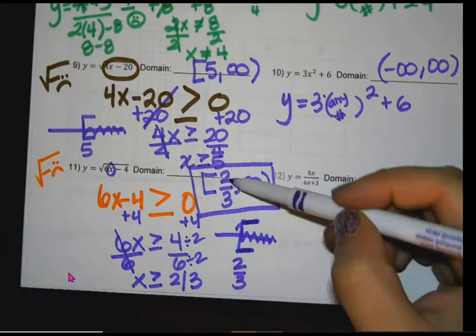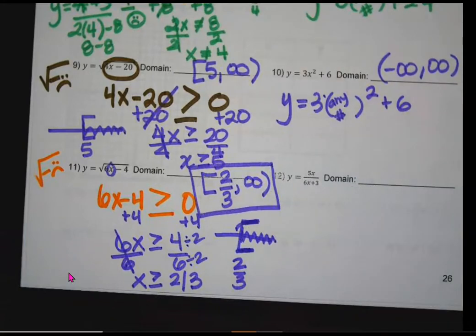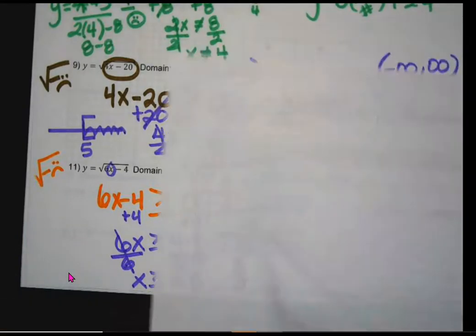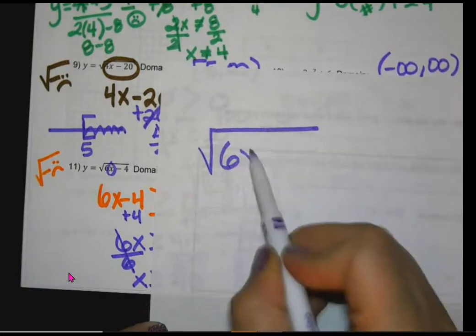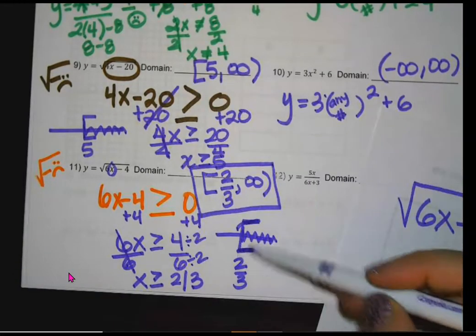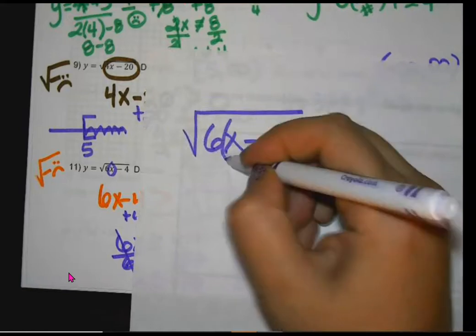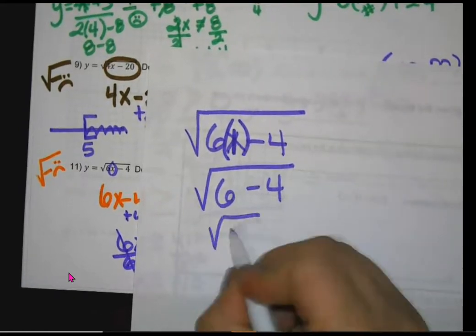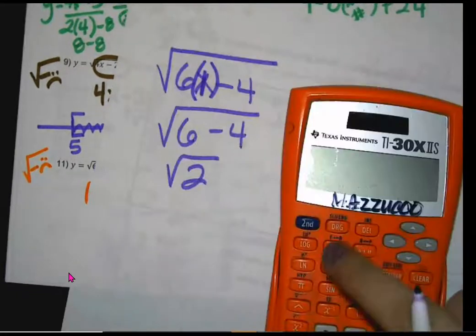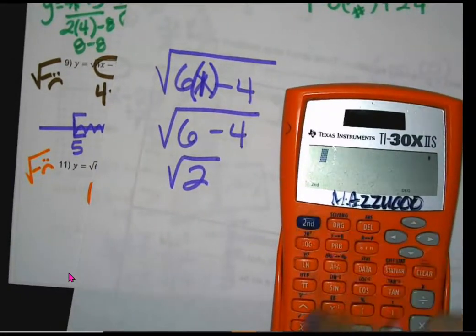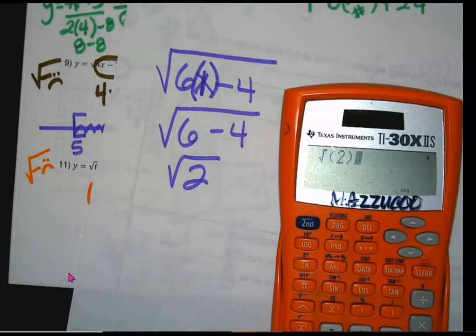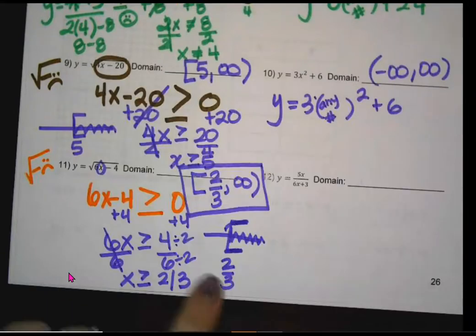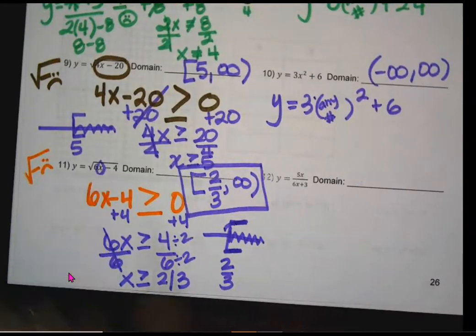That means any number bigger than 2/3, for example, 1. If I were to take this function and pick any number bigger than 2/3, again, for example, 1, if I plug in 1, I would get 2. And the square root of 2 is not negative, so we're good. It has an answer. So that's what we're trying to find, the numbers that can go in for x.